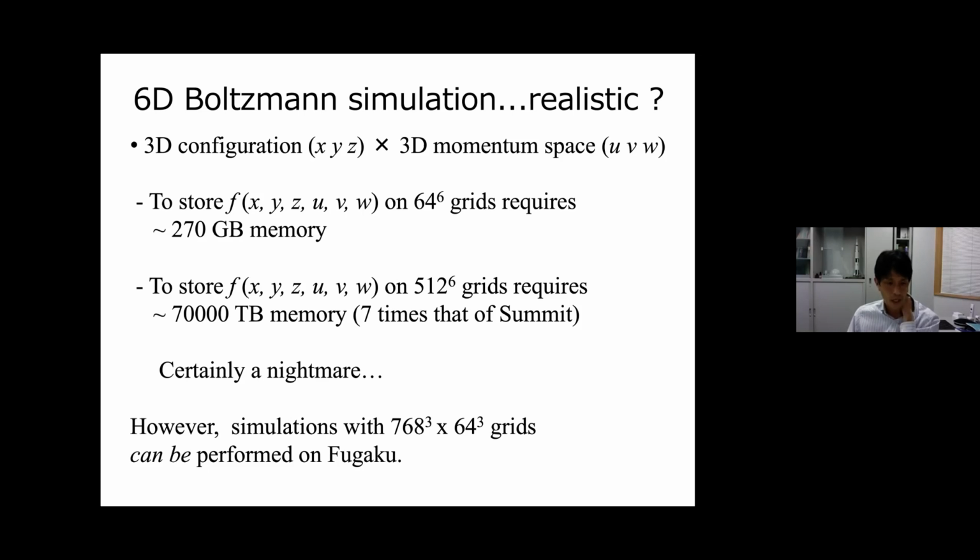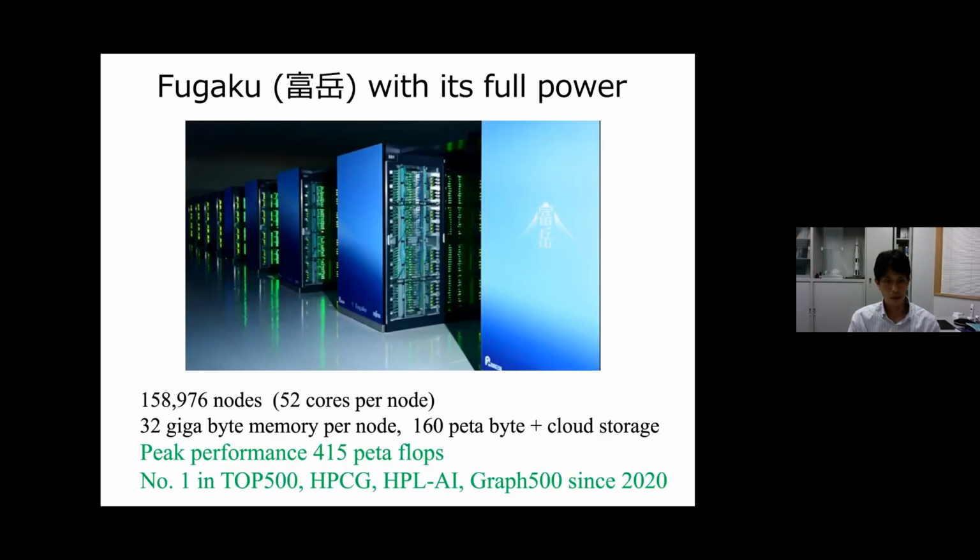But I will show you that, as of this year, simulations of this size can actually be performed on the Fugaku computer. And then we can do a reasonably good job following the phase space structure of relic neutrinos. This is a snapshot of the computer. It has 158 nodes, and each node has 52 cores. These numbers are just numbers. Simply, this is the biggest and the fastest since last year, in many aspects, like speed and utility for AI, machine learning, and energy consumption. So this is a nice one.